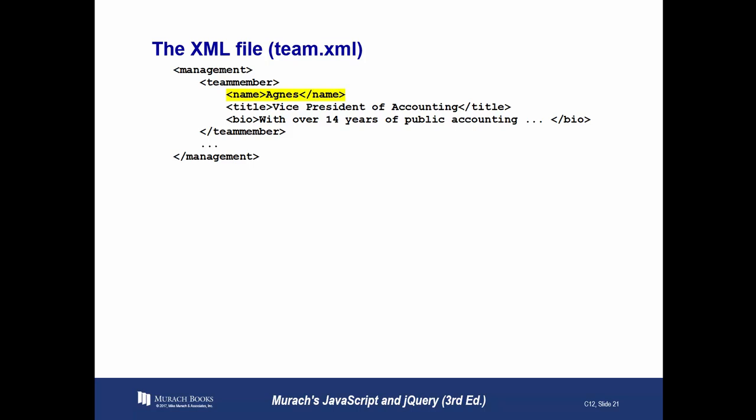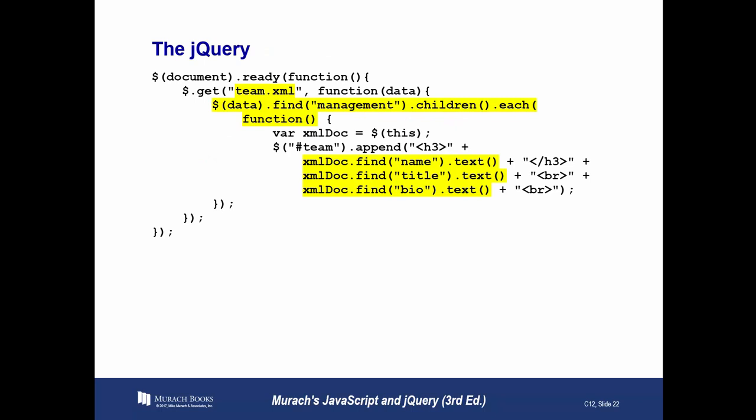So you can use the jQuery find method in here to get the data in an XML file. And I think it shows it here. The first find method shown here starts a chain that gets the children, which are the team members, of the management data that's returned. And the other 3 find methods get the name, title, and bio for each one.